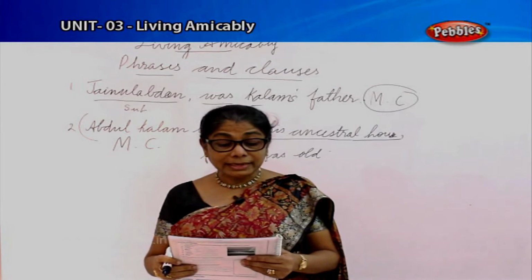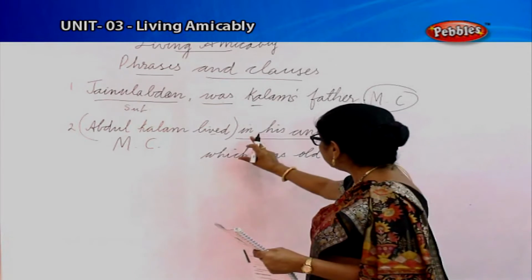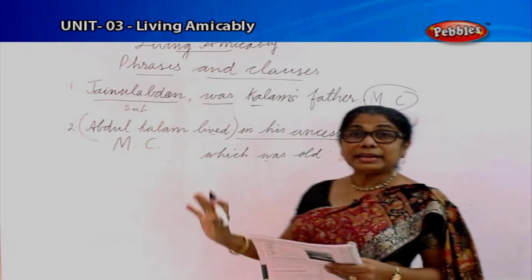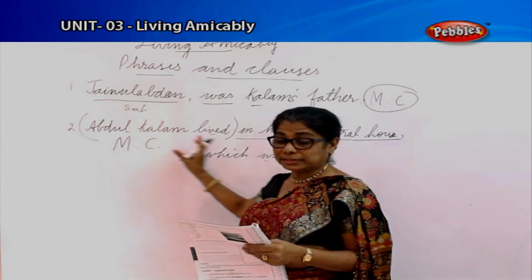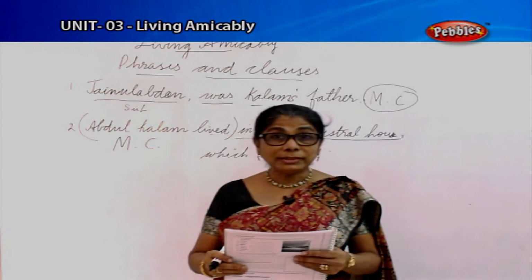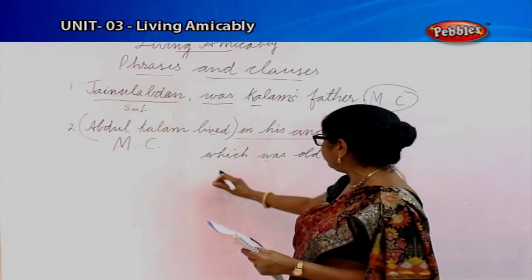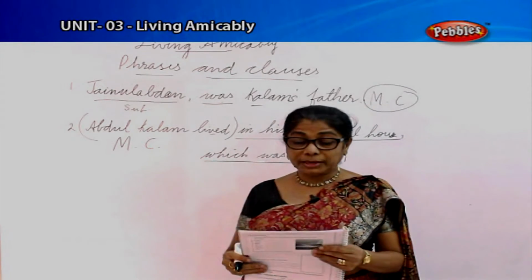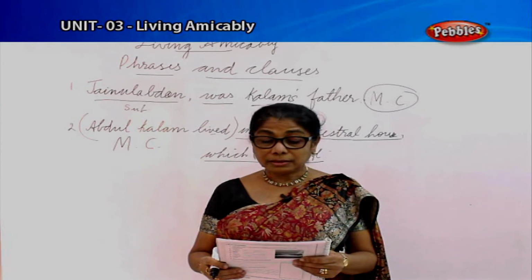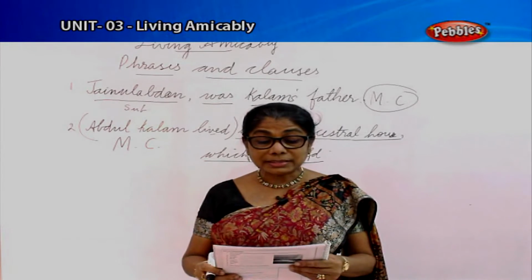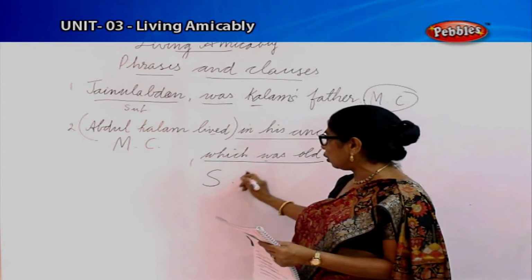Then, in his ancestral home does not have a subject or a verb. Just take this alone: in his ancestral home. It doesn't have a subject or a verb, but it adds to the meaning of the first part of the sentence. So we call this a phrase. Then, which was old has a subject which refers to the house, but it is a part that does not stand on its own. This is called the subordinate clause. Which was old? The house. So here you call this a subordinate clause.